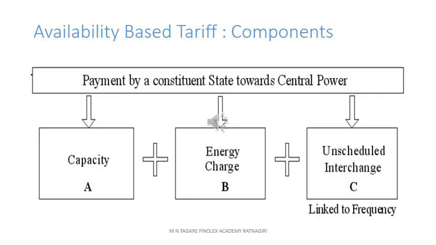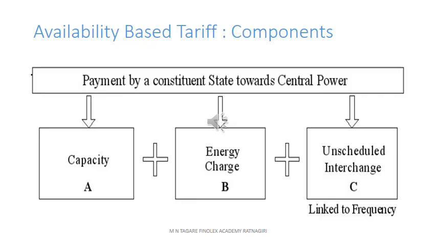It was not planned. It has happened accidentally. Based on how it happens and what the frequency is at the time when this unscheduled interchange happened, there is a tariff. It is called unscheduled interchange, UI. So these are the three basic components.